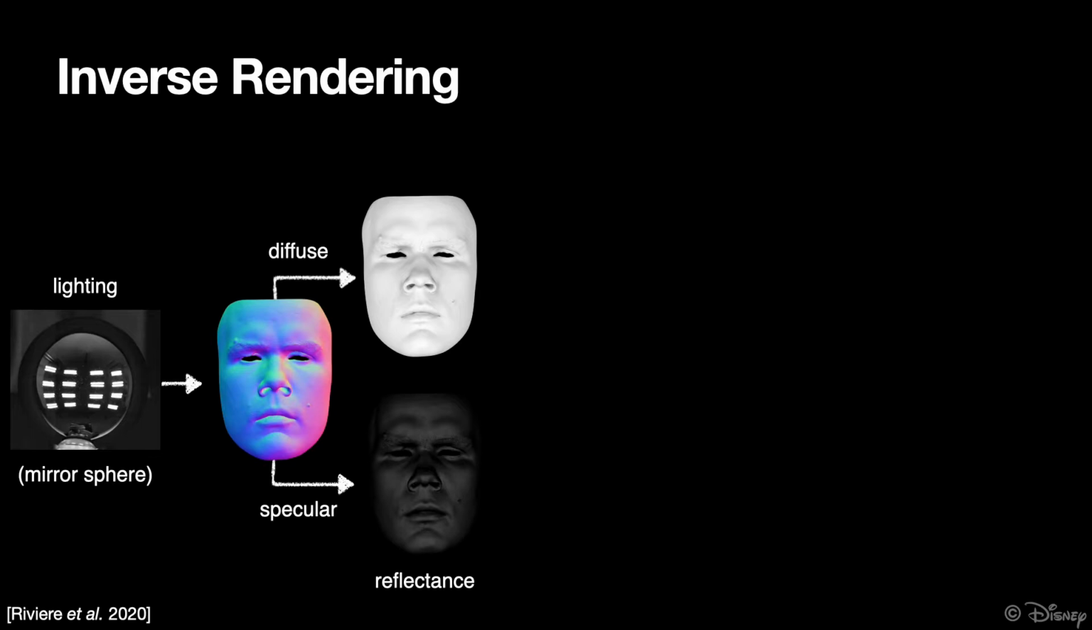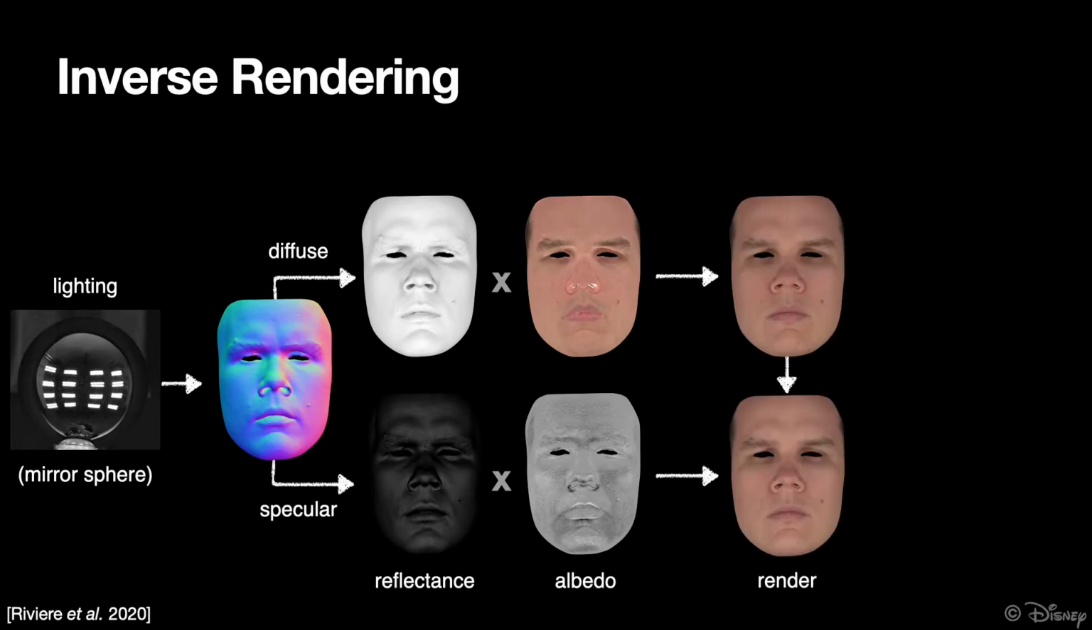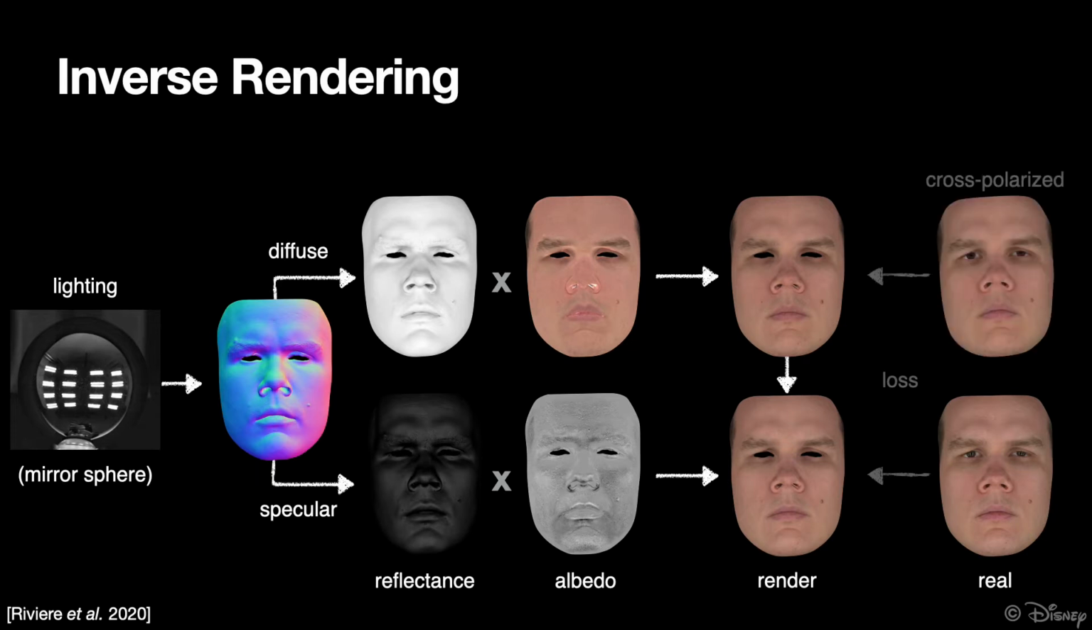Typically, skin reflectance is modeled using two layers for surface and subsurface reflectance, that is, specular and diffuse reflectance. These layers are modulated by albedo maps, leading to the final rendered pixel. This analysis by synthesis process is supervised by real reference images. In today's systems, polarized light and cross-polarized cameras are also often used, helping to better separate diffuse from specular reflectance.